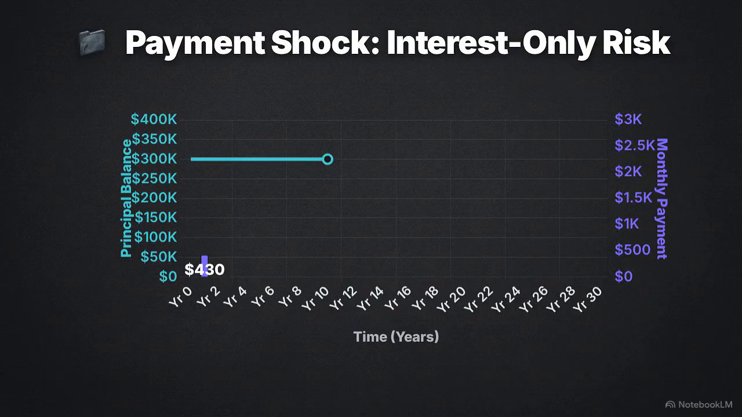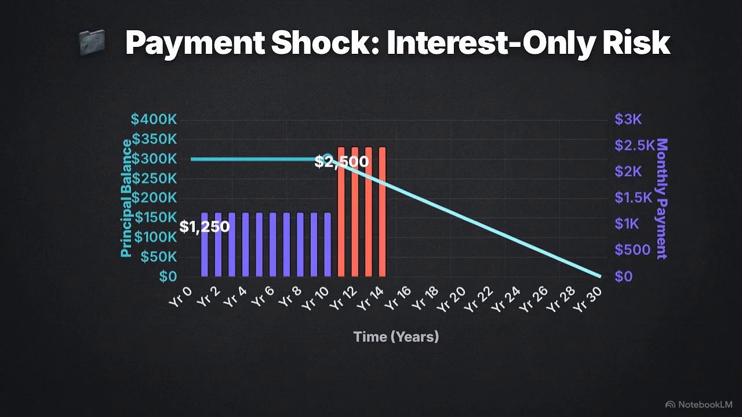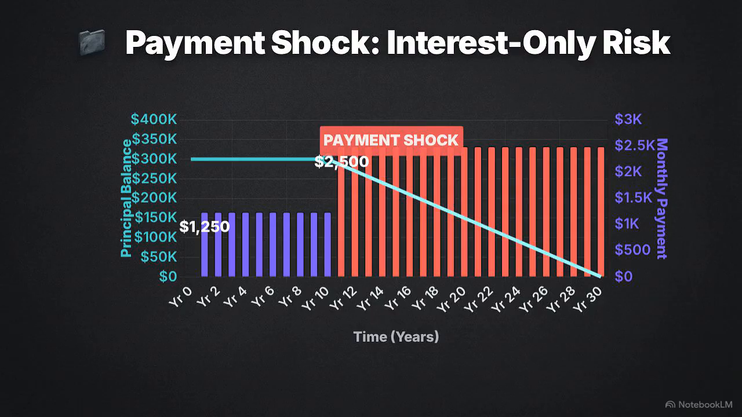For a full decade, the borrower pays zero principal. Their loan balance remains completely unchanged, meaning they build zero equity from their payments. The trade-off arrives when that introductory period ends. The entire principal must be fully amortized over the remaining compressed timeline, forcing the monthly payment to immediately and severely increase. This is known as payment shock.